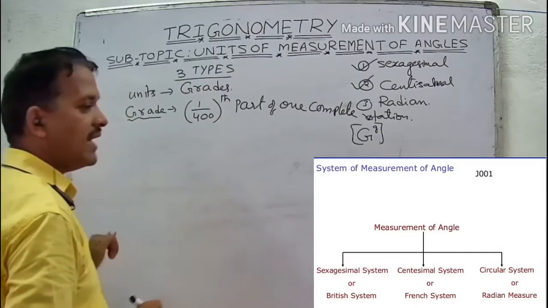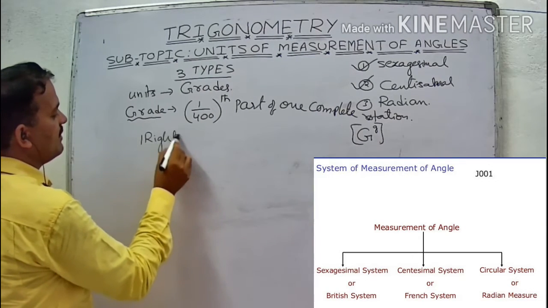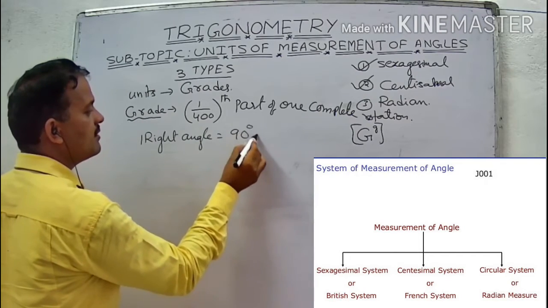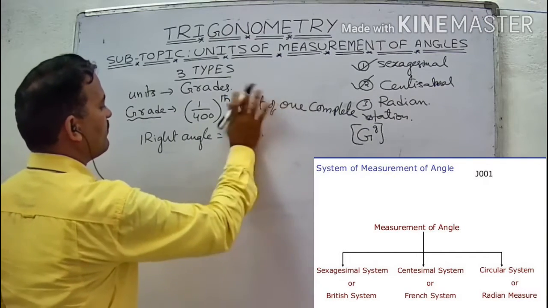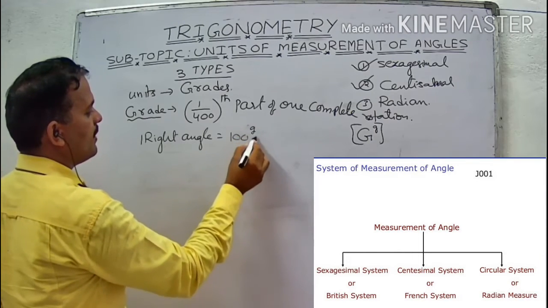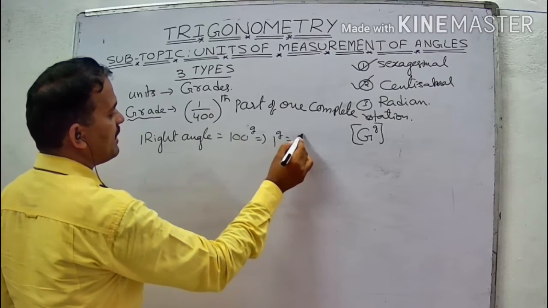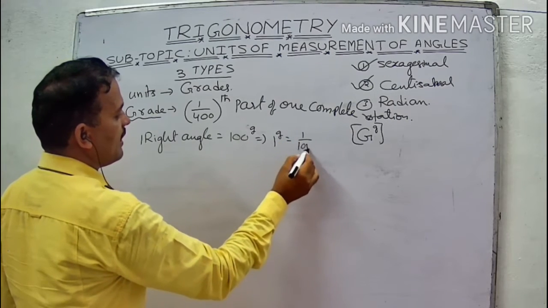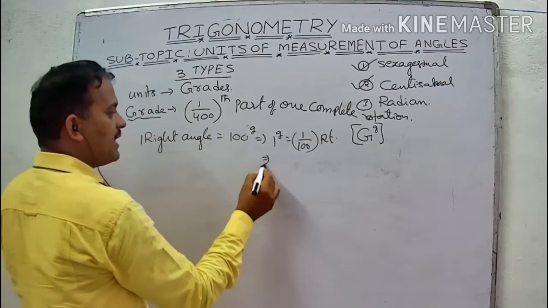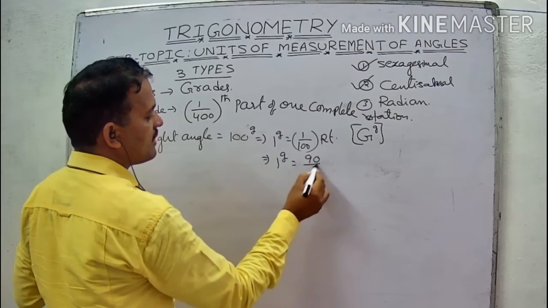Then again, here is the conversion. One right angle is equal to 90 degrees. That implies, sorry, one right angle is equal to 100 grades. That implies 1 grade is equal to 1 by 100 right angles. So that implies 1 power of G is equal to 1 by 100 of a right angle, which is 90 degrees.